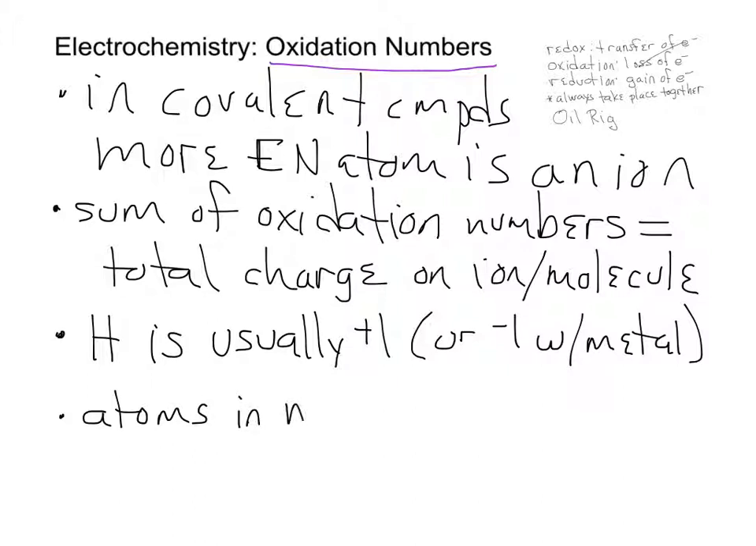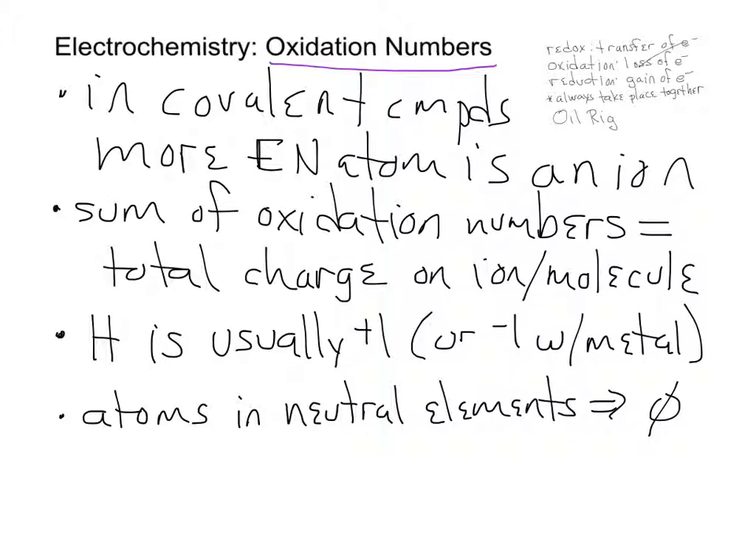Atoms that are in neutral elements also have an oxidation number of 0. So something like hydrogen in diatomic hydrogen, H2, the hydrogens would have an oxidation number of 0. So that's kind of the rough guidelines. You usually want to start with what you know, like a hydrogen.